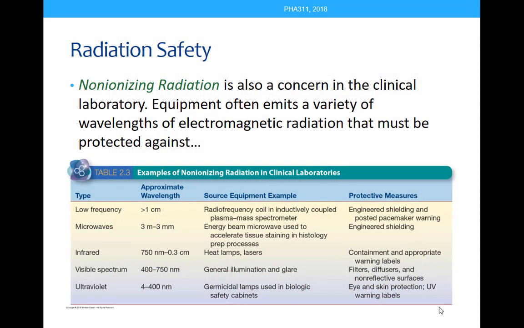In addition to ionizing radiation, the seemingly harmless non-ionizing radiation can also be a health risk, and in the lab there are many sources of such radiation: energy beams, microwaves, heat lamps, lasers. Although they are not as injurious as ionizing radiation, they can also pose a health risk. So they have to be carefully monitored.